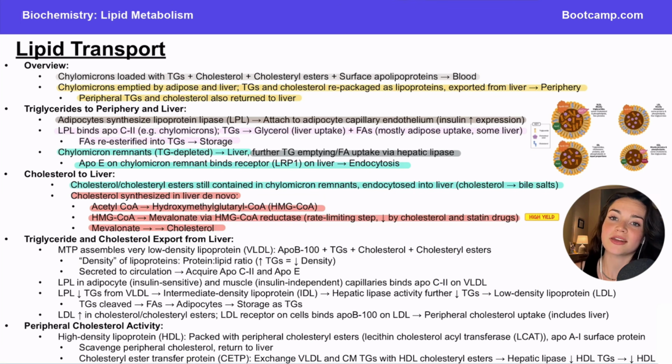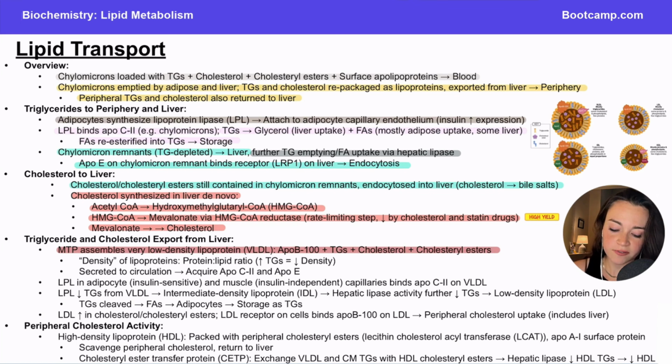All right, let's get back to the outline and talk about this latest chunk of activity that we've been talking about, which was the export of triglycerides and cholesterol from that liver central processing hub. We had our friend the MTP facilitating the packaging of our latest lipoprotein, the VLDL, the very low density lipoprotein. And that was made up of ApoB100, the surface apolipoprotein, triglycerides, cholesterol, and cholesterol esters.